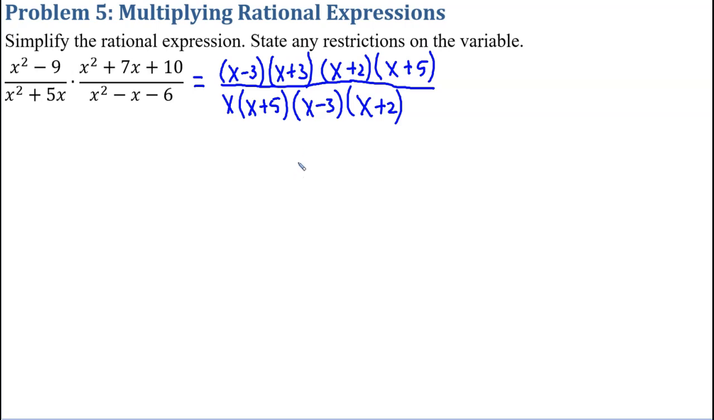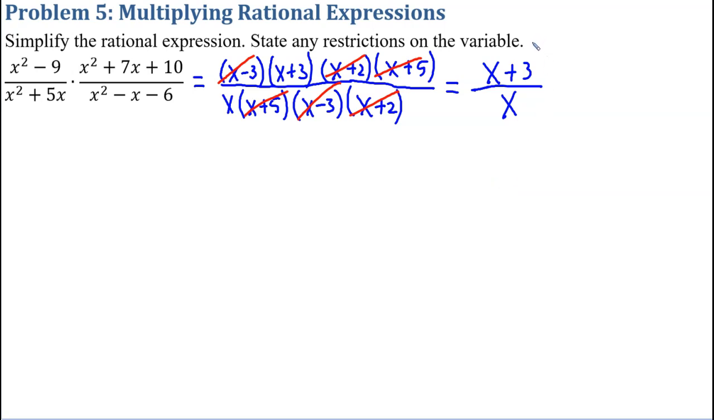Now for the fun part, just like we did a minute ago, I can cancel any factors that show up on top and bottom. There's an x minus 3 on top and bottom that'll cancel. There's an x plus 5 on top and bottom that'll cancel, along with an x plus 2. So what I'm left with is x plus 3 by itself on top, and on the bottom, we just have the x. There's my simplified rational expression after the multiplication.